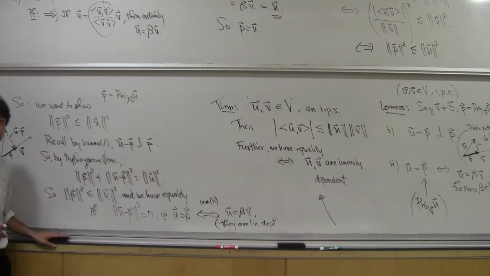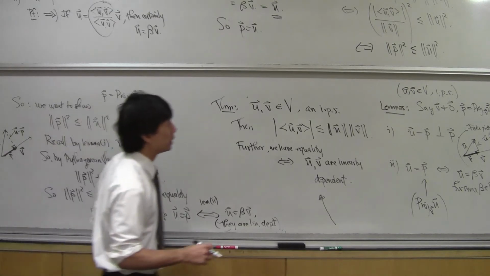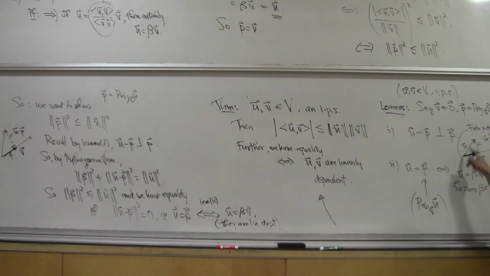So that's the proof of Cauchy-Schwarz in the inner product case. You see that it relies on these two geometric properties: that these guys are perpendicular, and that they are equal if and only if these guys are equal. Any questions? This is kind of a cool proof, right?